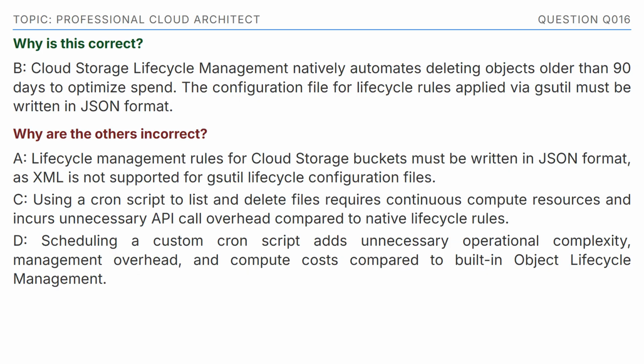Why are the others incorrect? A. Lifecycle management rules for Cloud Storage buckets must be written in JSON format, as XML is not supported for gsutil lifecycle configuration files. C. Using a cron script to list and delete files requires continuous compute resources and incurs unnecessary API call overhead compared to native lifecycle rules. D. Scheduling a custom cron script adds unnecessary operational complexity, management overhead, and compute costs compared to built-in object lifecycle management.